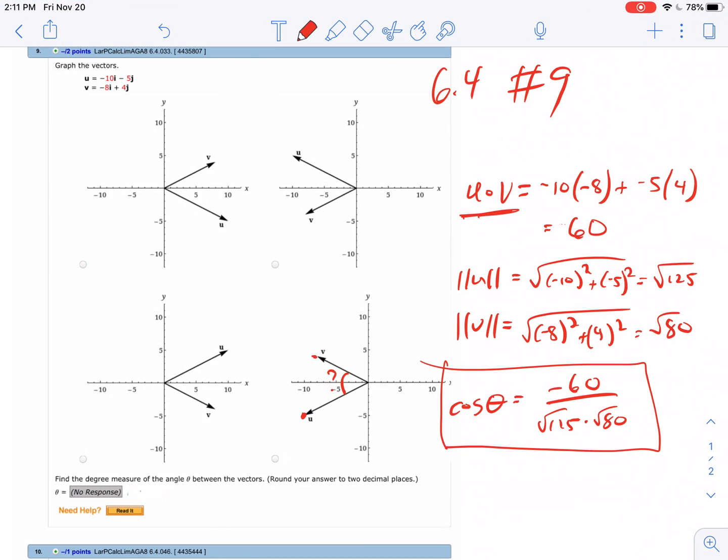So does that match my picture? It seems to match my picture. And then remember, when you go to type your answer in, it looks like they have the degree bubble there, so you don't need to worry about typing in the degree bubble.